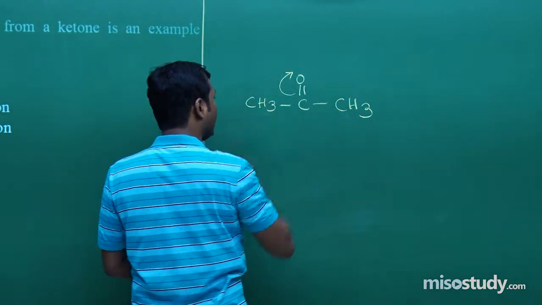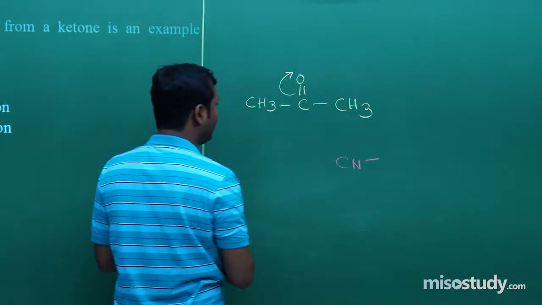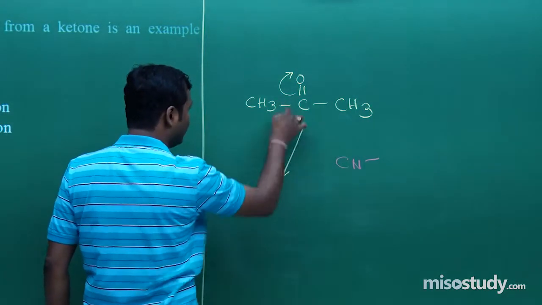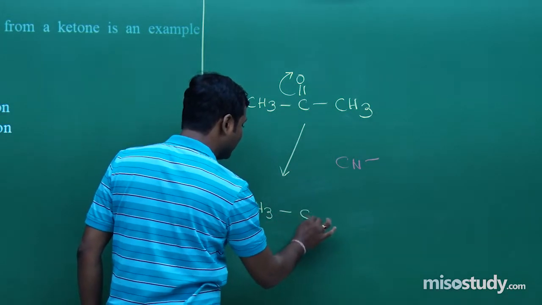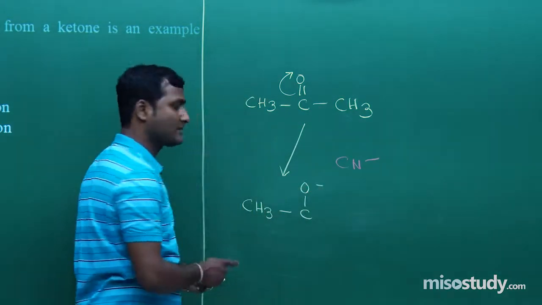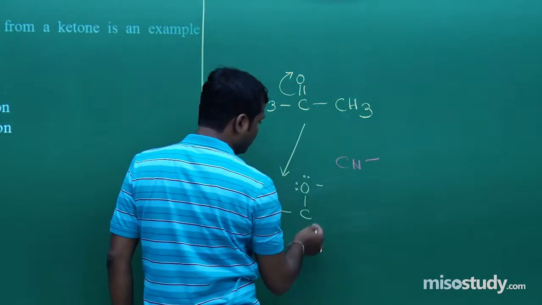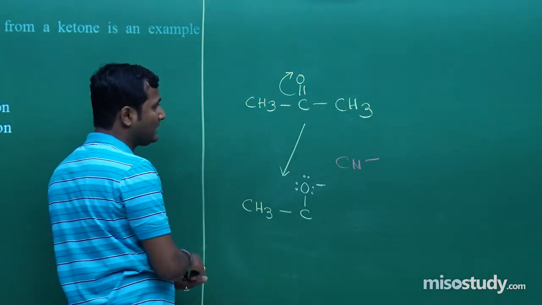It will move here. Listen carefully, and this one is CN minus, cyanide. Now check the things very carefully. If this moves here, it can be written like this, CH3 C O minus. Am I right? Yes, sir. Clear to you? And the minus sign is contained here.